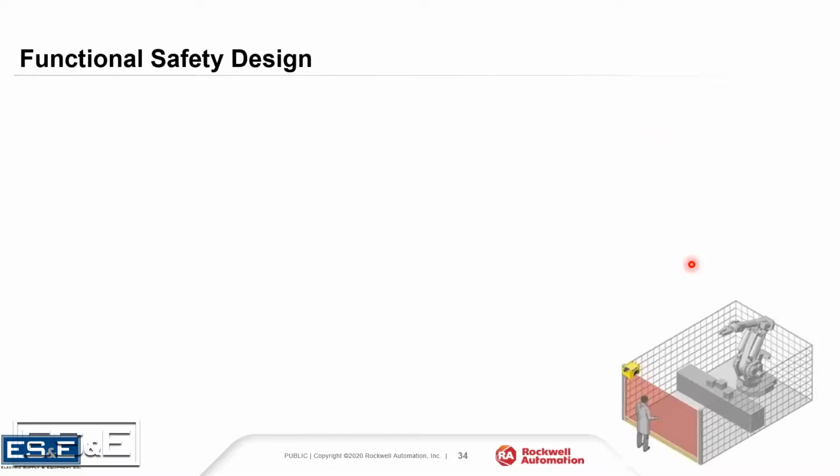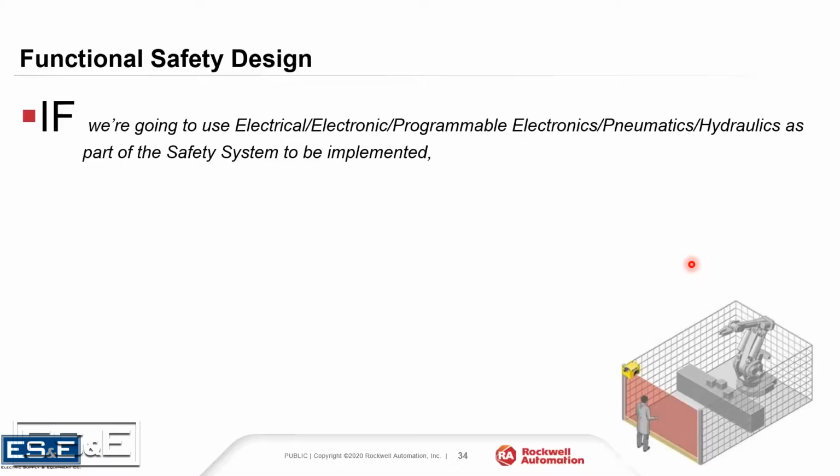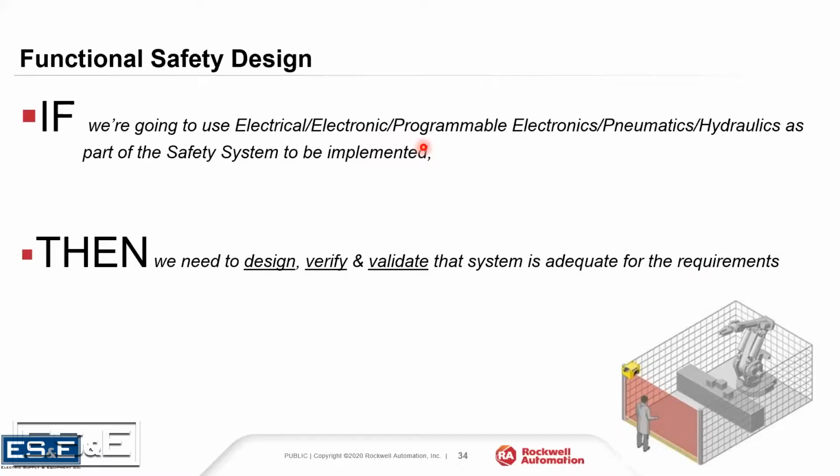The question kind of comes up, well, what do we really need to do? And the responsibility really lays with the designer, with the controls engineer, let's say, that if we're going to use these electrical and electronic type approaches to protect somebody, then we're responsible to design, verify the design, and then validate that system once it's built that it's adequate. So that's the responsibility of implementing functional safety. And then it comes up, well, how do we do that? How do we follow those standards?